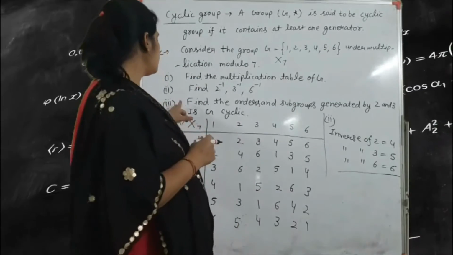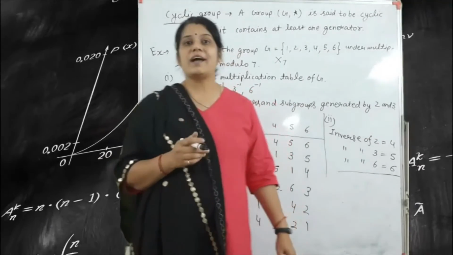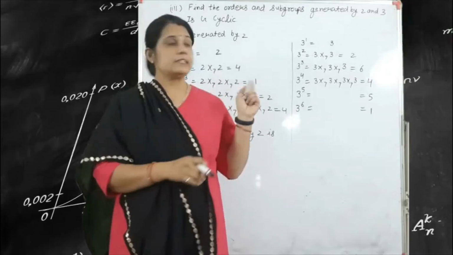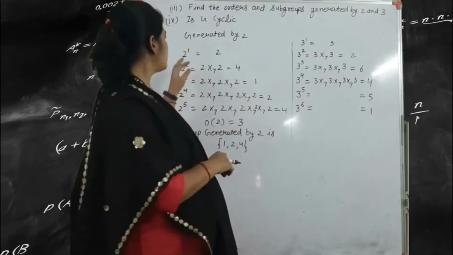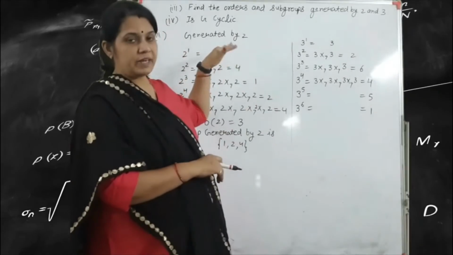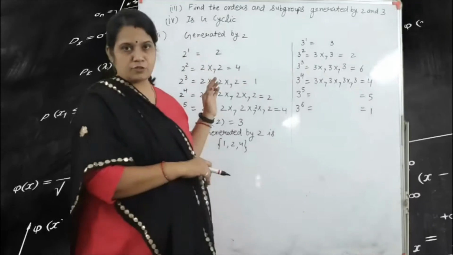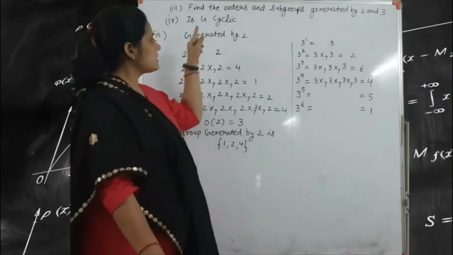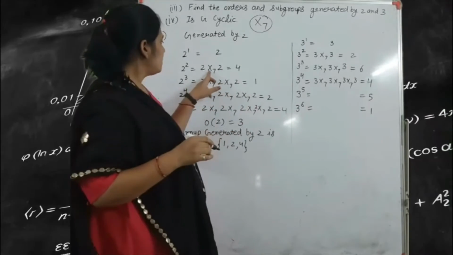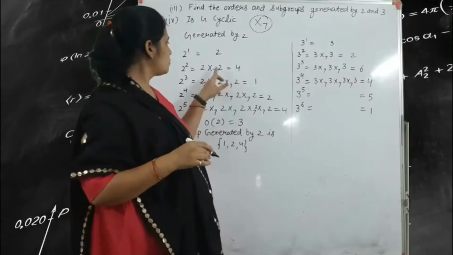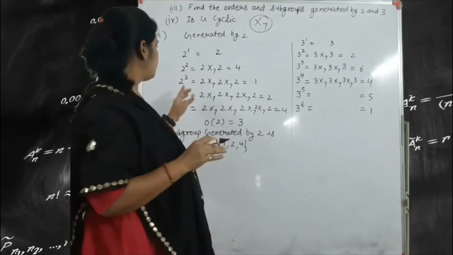Okay. Our third one is to find the orders and subgroups generated by 2 and 3. First we find the subgroup generated by 2. What is the process? 2 raised to the power 1 is 2. 2 raised to the power 2: the operator given is multiplication modulo 7, so 2 times 2 is 4. 4 is less than 7, so we get only 4.